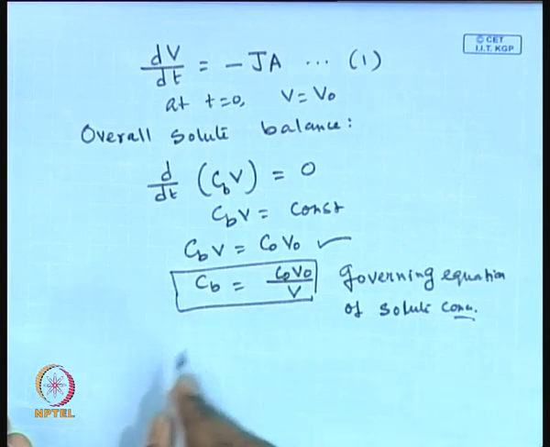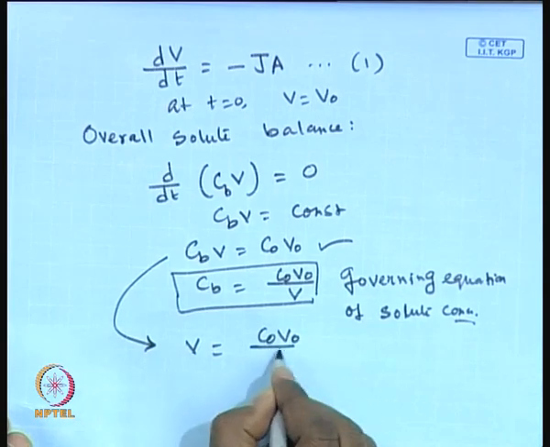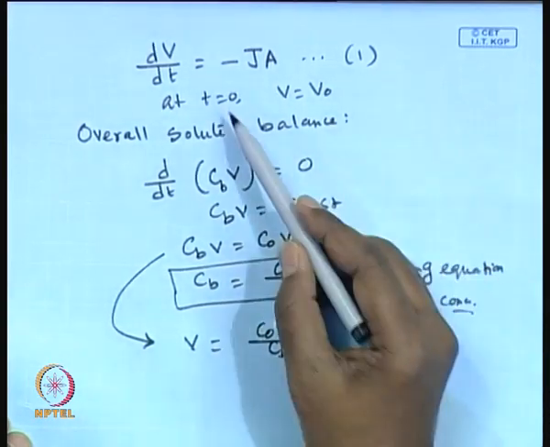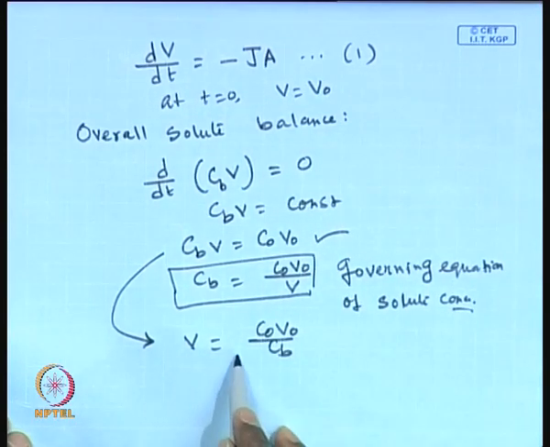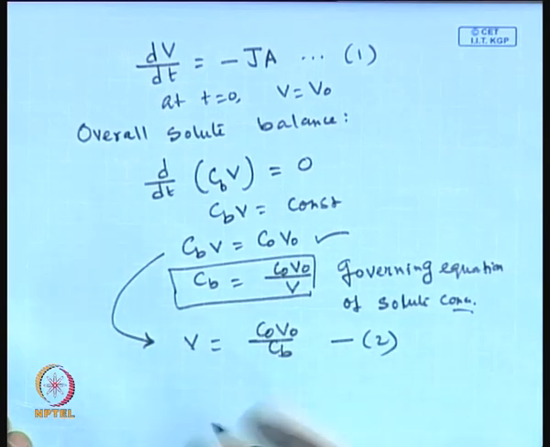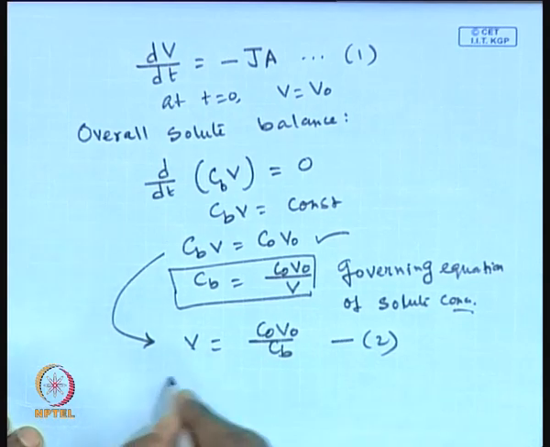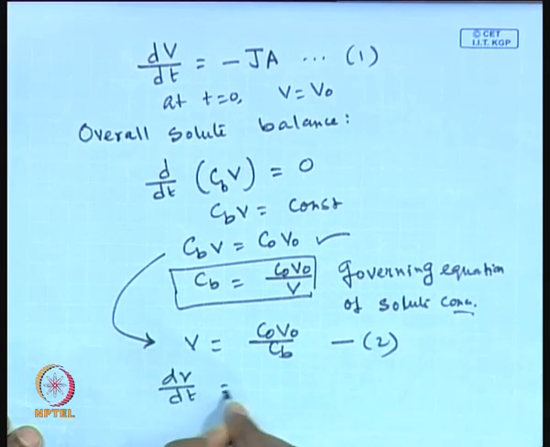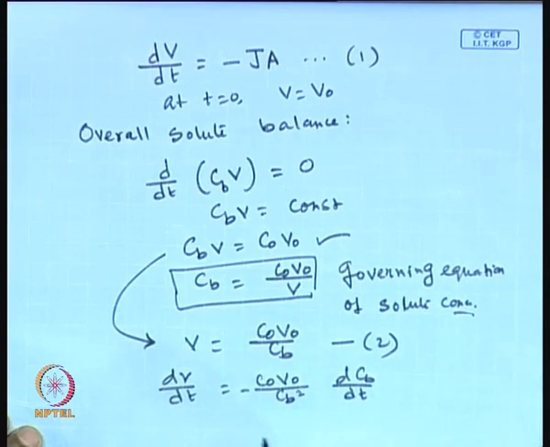Okay. Now, you can write it in terms of V, C naught V naught divided by Cb, and we know the equation 1, dV dt is nothing but J times A. So, we just take the time derivative of this expression and put it there. So, equation 1 and, let us say this is equation 2, combine equation 1 and 2. Combine equation 1 and 2 means take the time derivative of V. So, what is this? dV dt will be nothing but C naught V naught divided by Cb square with a minus sign dCb dt, right. That is the derivative of dV dt, and put it there.